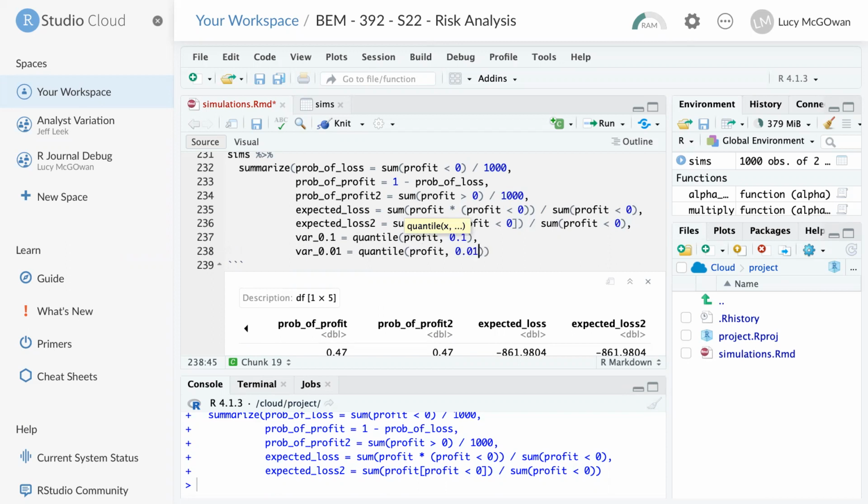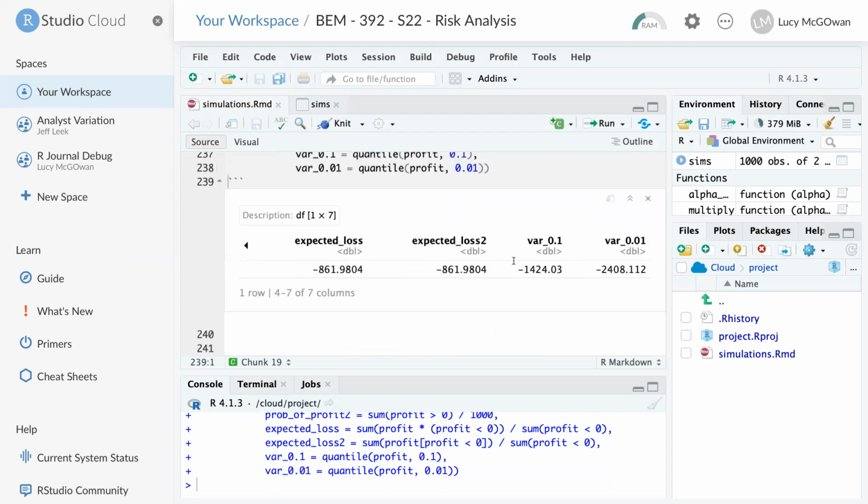Yeah. Great. So now I've got my value at risk here, and this looks terrible. So this is saying if we only rent 22 units, we've got a 10% chance of losing at least $1,400 or more, and we've got a 1% chance of losing $2,400 or more.